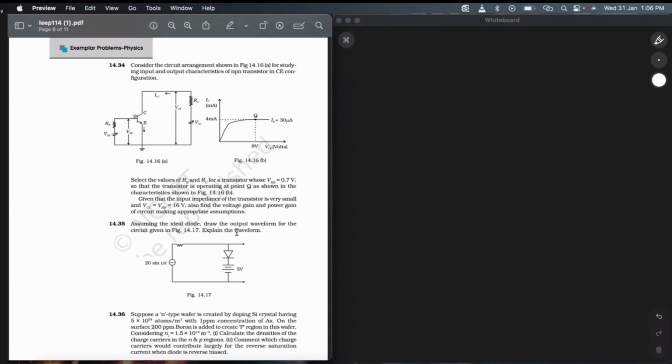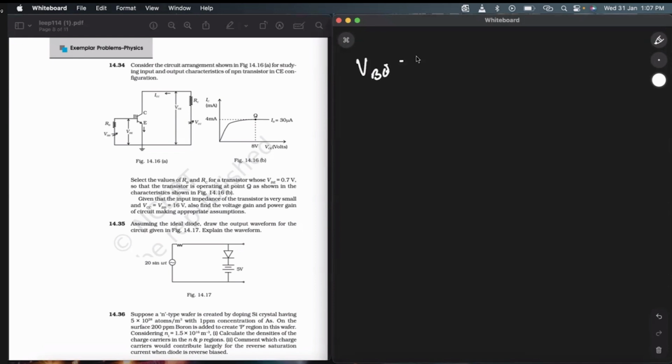So now I'm just doing the solution. You can already see the circuit over here and the characteristic graph over here. So what is happening? I'm just writing it down. VBE is equals to 0.7 volts. VCC is equals to VBB, which is equals to 16 volts. And VCE is equals to 8 volt. Now IC is equals to 4 milliampere, 4 into 10 to the power of minus 3 amperes. IB is equals to 30 microampere. It will be 30 into 10 to the power of minus 6 amperes.